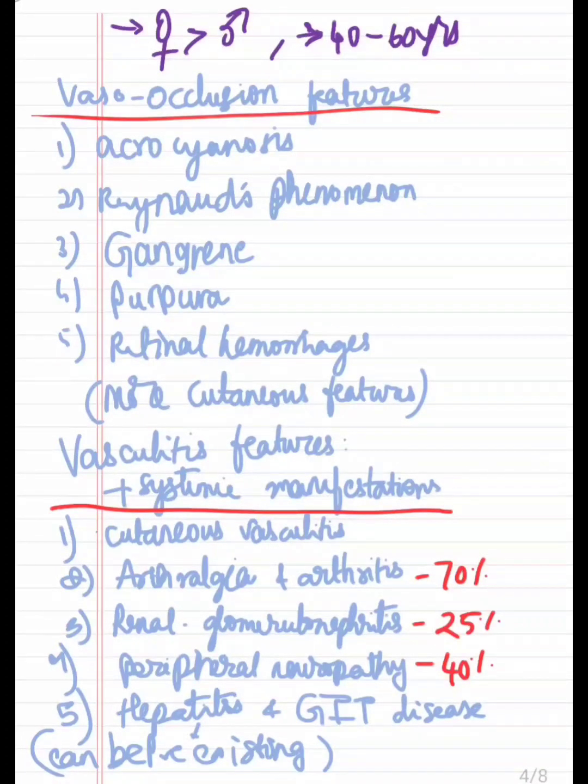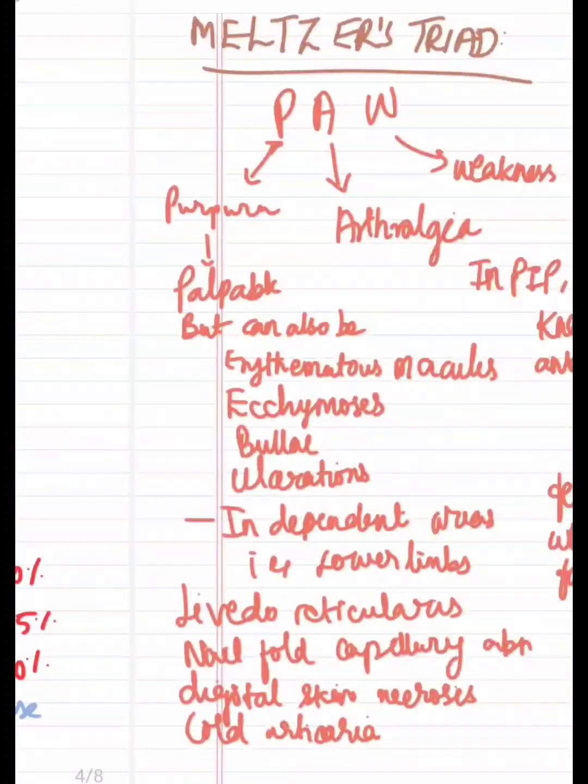Along with cutaneous vasculitis, which can present as purpura or erythematous macules, we've also got systemic manifestations such as arthralgia and arthritis, seen in about 70% of the cases. Renal glomerulonephritis, that is membranoproliferative glomerulonephritis, seen in about 25% of the cases. Peripheral neuropathy, seen in about 40% of the cases. Hepatitis and GIT disease, which is seen in some of the cases but not quite as common. This hepatitis, mind you, can be because of pre-existing HCV and HBV infection, or it can be a result of the systemic manifestation of the cryoglobulinemia.